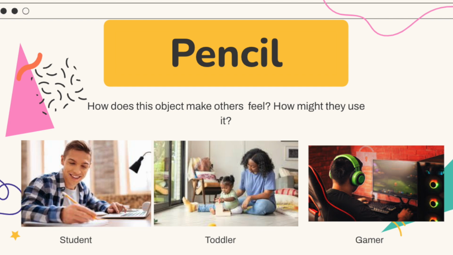All right, a student. Okay, yes, a tool for notes. A toddler. Okay, I heard a toy to draw. And lastly, a gamer. No one knows? Yeah, it's useless. There is no need for them to use it.